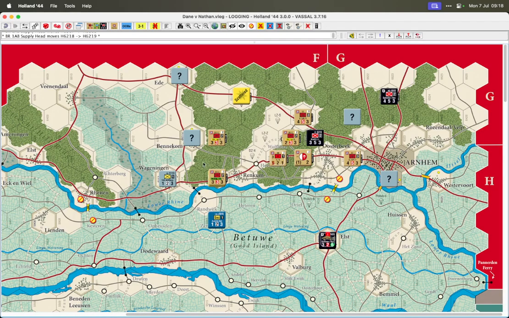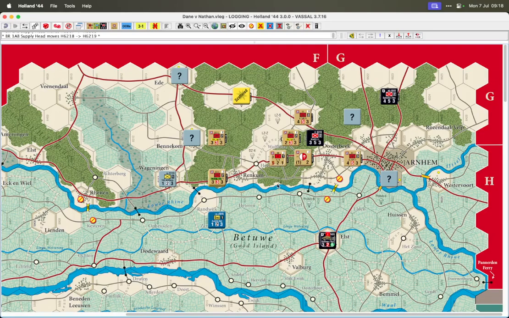Okay. So the artillery has a range of 3 hexes. Is that right? Right. So it would need to be in this hex or this hex, Oosterbeek. Is that right? Yeah. And that's one of the reasons why I'm saying to use it against Kraft in turn one.